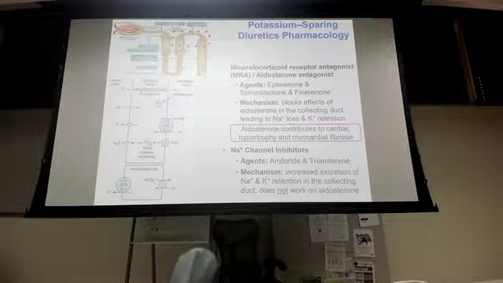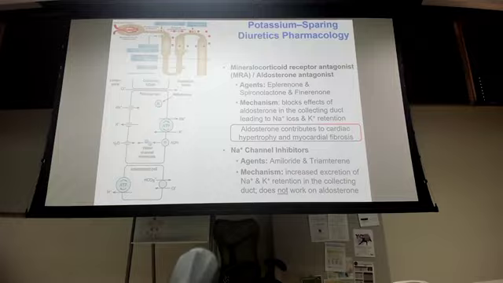Usually they're in combination with a loop. They're there to prevent hypokalemia, bottom line. If potassium's a problem and not volume, then you're looking at these potassium-sparing. If it's volume, we already said loops, that's your biggest gun for the volume, and then followed by the thiazides.